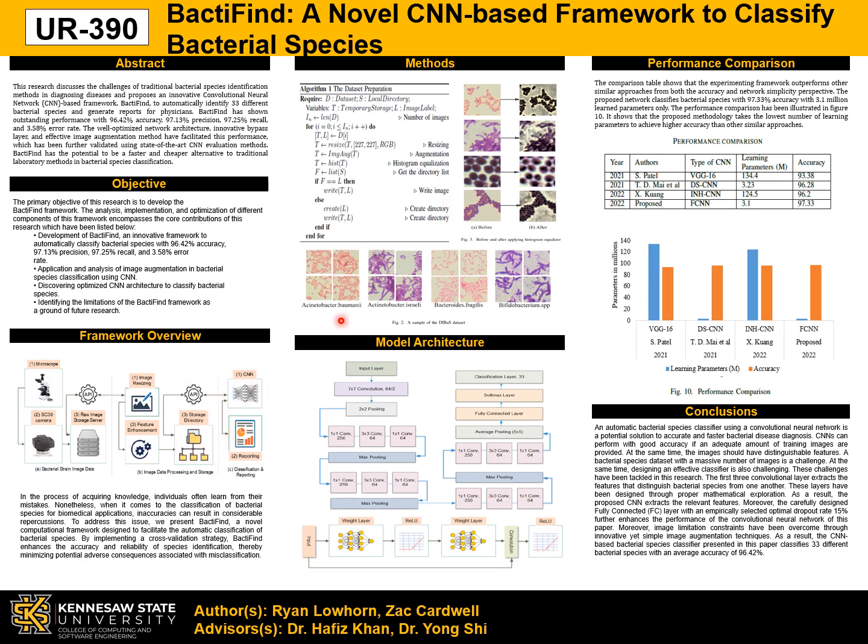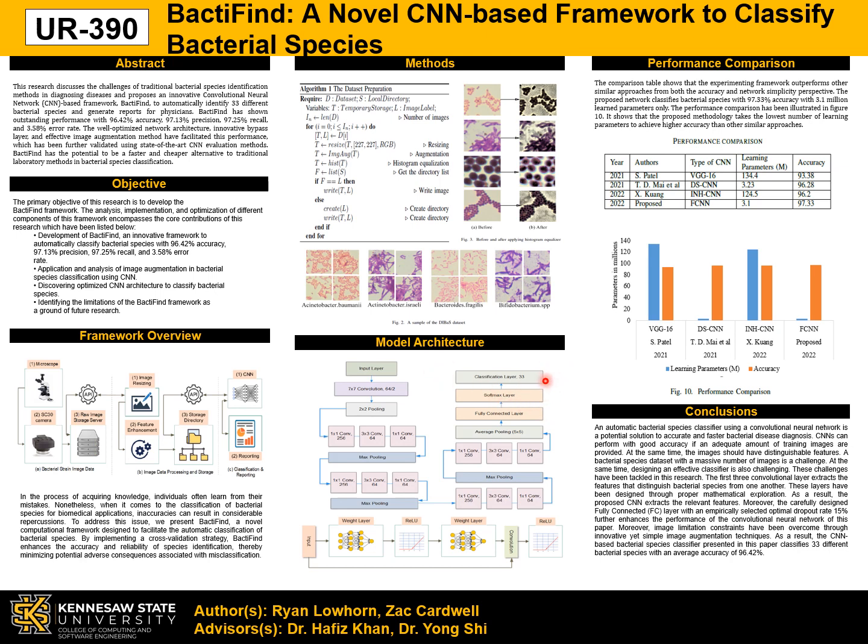And from this, we can see here, for example, before and after applying the histogram equalizer, we can see this feature enhancement method and how that worked. And this is a sample of the DBUS data set, which contains 33 different bacterial species. And we can see the actual model architecture, which has input, convolution, pooling, different convolutions, pooling, etc. And you can see it goes through, and continues to this fully connected layer, and then softmax layer, and then the classification layer.